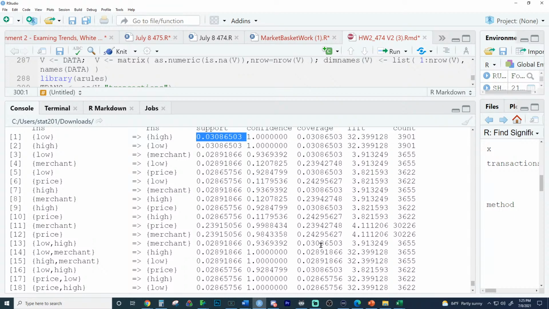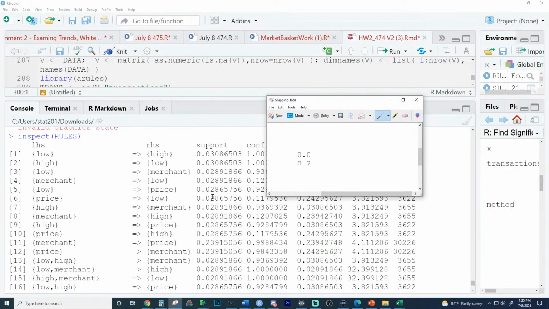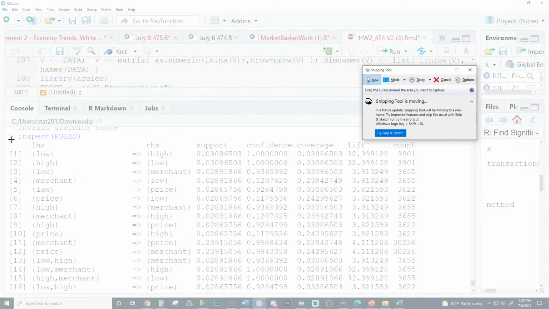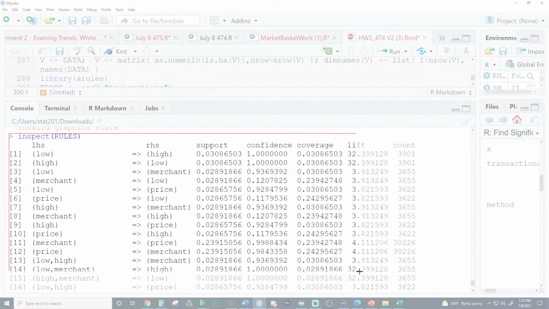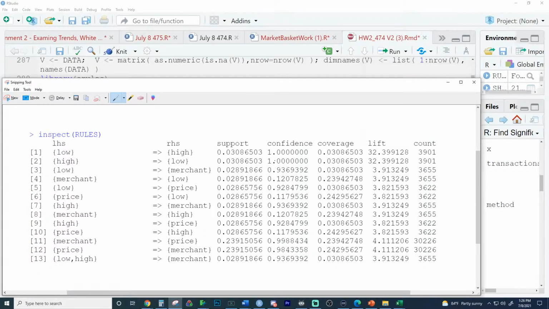Does that make sense why these two are the same? I wish I could highlight them both. Let's kind of show that by taking a screenshot of it. It helps a little bit to understand what coverage is. You don't need to know coverage. It won't be on the test, but it is in the output. And I like to say we should know our output. So what I'm talking about here is this right here, low and high: the probability that they're both missing is the support.